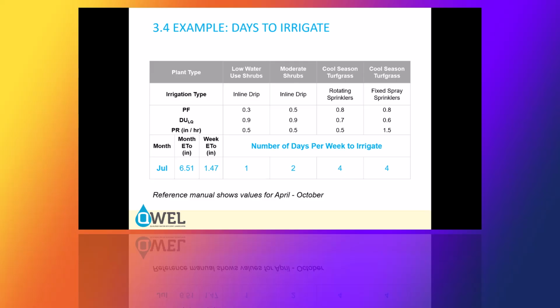The frequency for the low water use shrubs is selected as 1 day per week for all months from April to October. The ideal frequency for the low water use plants may well be once every 2 weeks or less if the controller were capable of such a schedule. The frequency for the moderate shrubs is selected as 1 day per week in April and October and 2 days per week during the hotter months. The frequency for the cool season turf grass is selected as 2 days per week in October, 3 days in April, May, August, and September, and 4 days in the hottest months of June and July.